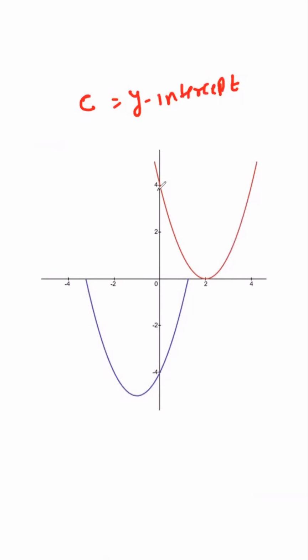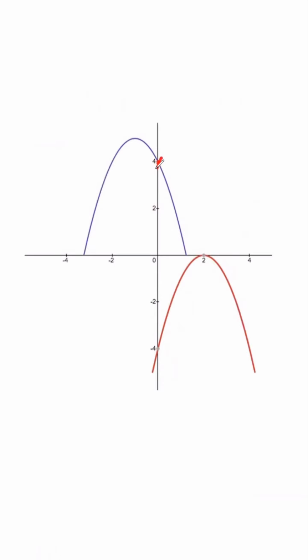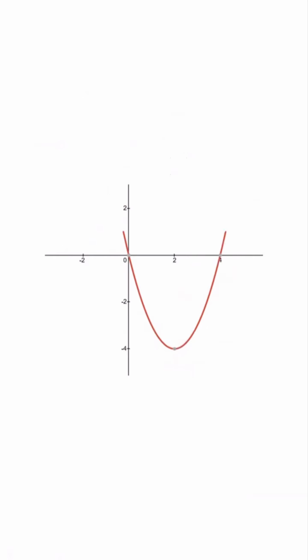C is the y-intercept. Here it is crossing the y-axis at 4, so C is 4. So that means positive. Here C is negative 4, so negative. This is the C where it is crossing the y-axis. So for this one, C would be positive 4. Here C would be negative 4. If your C is 0, that means the graph will cross the y-axis through the origin.